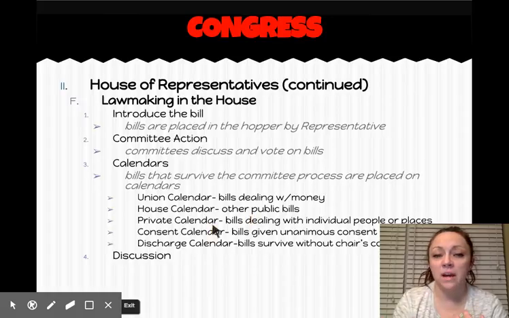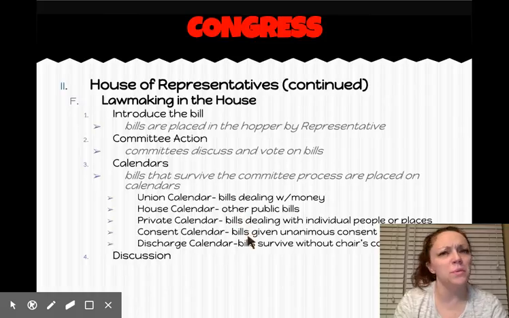Next, we have the private calendar, which includes bills that deal with individual people or places. Then we have the consent calendar, and this includes bills that are given unanimous consent in committees, which is probably, again, a small percentage of bills. And last, we have the discharge calendar, and this includes bills that survive the committee process without the consent of the chairperson. So basically, the leader of that committee doesn't like the bill, but the bill passes anyway.